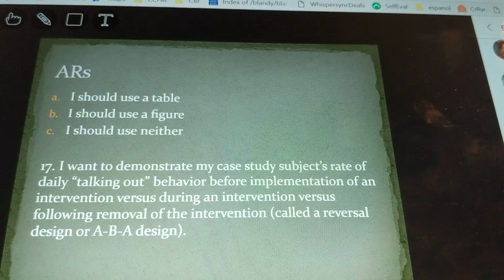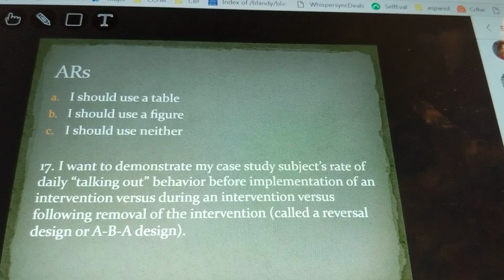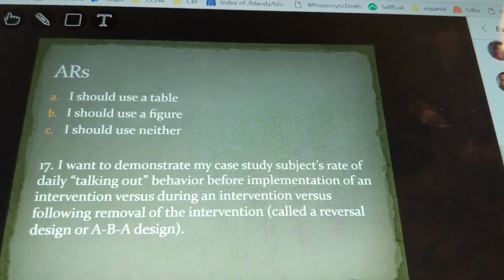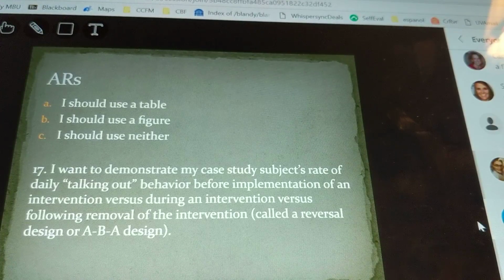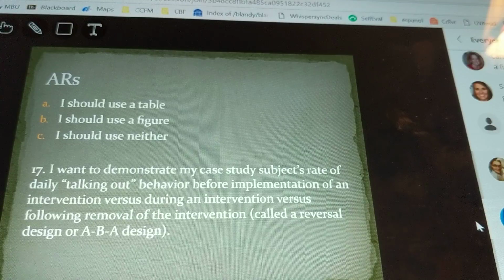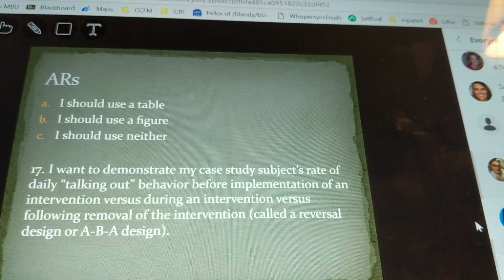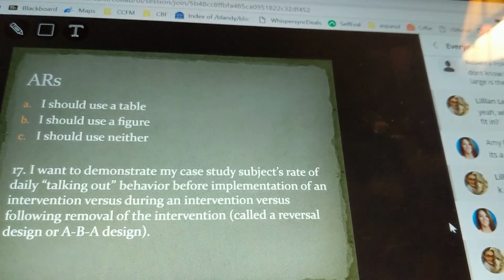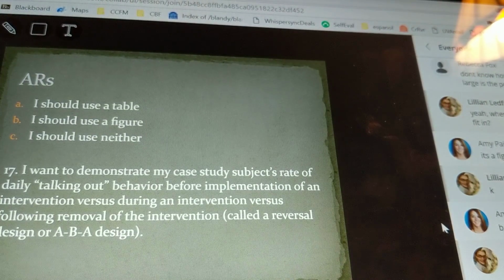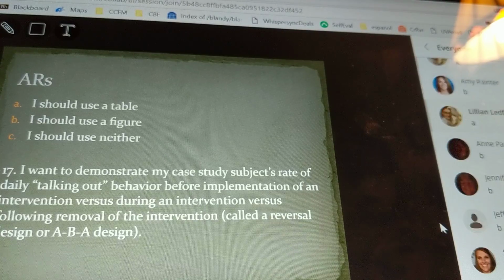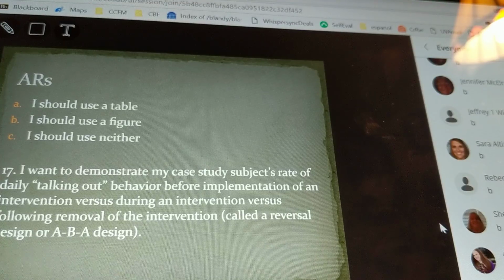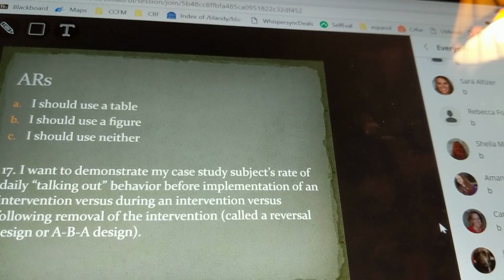Okay. Our last one for the evening. I want subjects' rate of daily talking out behavior before implementation of an intervention, during an intervention, versus following removal of the intervention. This would be called a reversal design or an ABA design. Okay, all right, the answer is B. A figure would be more powerful here.